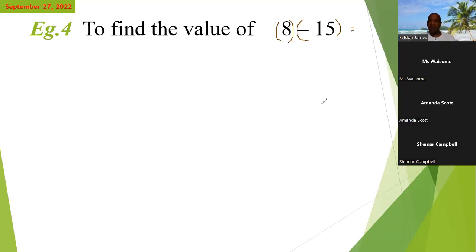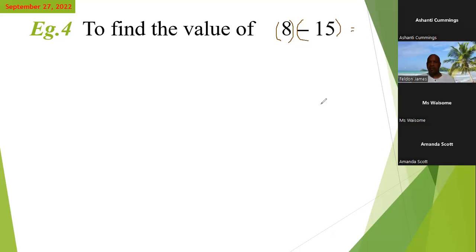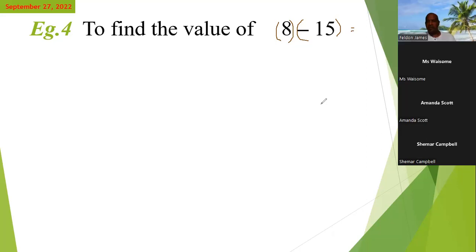Is there anybody in agreement with Ms. Scott? Could you raise your hand and show me that you're in agreement with Ms. Scott? All right, Ms. Cummings and Mr. Campbell. So why are you in agreement with Ms. Scott? What is it that convinced you that you're supposed to have -7 over here? All right, go ahead, Mr. Campbell. Because you already have 8. On the number line, you're going to move 15 digits, or I don't remember what I call it. You're going to move 15 to the left, and I end up with -7.